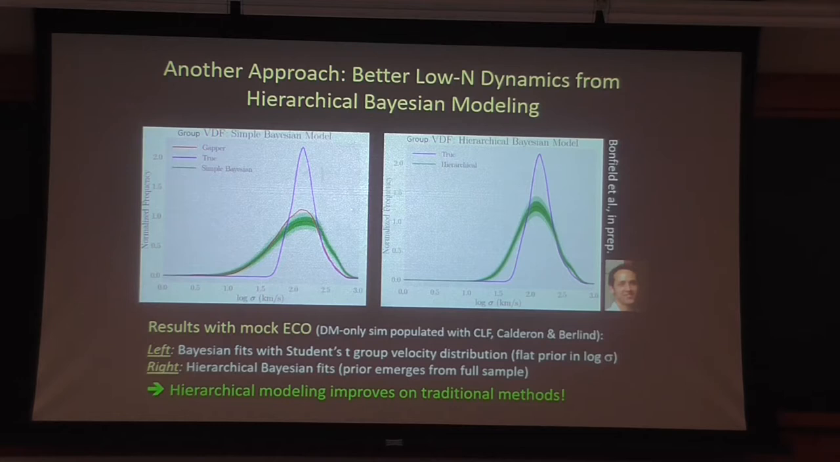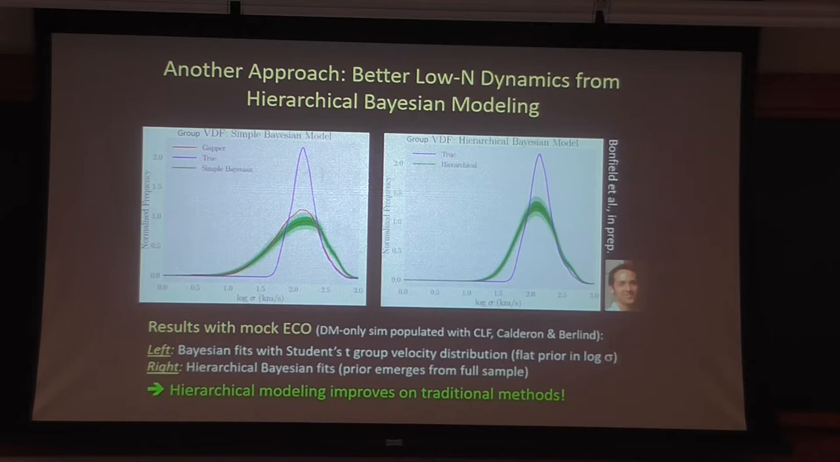So this is a dark matter only simulation populated with the conditional luminosity function put together by our collaborators, Victor Calderon and Andreas Berlin. On the left, you have no hierarchical modeling at all. So this is just traditional. We're going to measure each group separately. They're not going to have any influence on each other's measurements. We're doing Bayesian fits with a Student's t group velocity distribution. There's a flat prior in log sigma. The gapper, by the way, is what people have been doing for some decades. So just a traditional method for measuring group velocity dispersions that people think is robust.